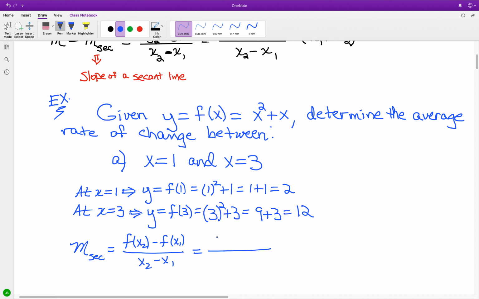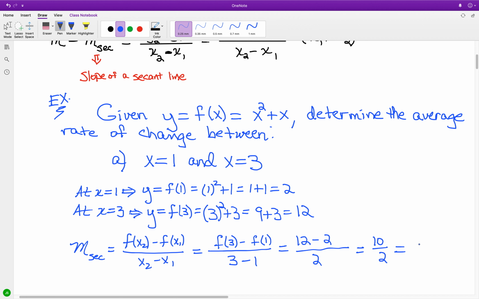And again, x of 2 is at 3, and x of 1 we have at 1, going from x equals 1 to x equals 3, and for the shift in x, we're looking at 3 minus 1. So f of 3 is going to be 12, and f of 1 we have at 2. 3 minus 1 is going to be 2, the change in y is going to be 10, and the change in x is going to be 2.